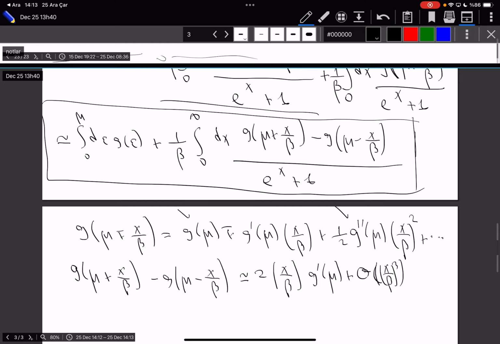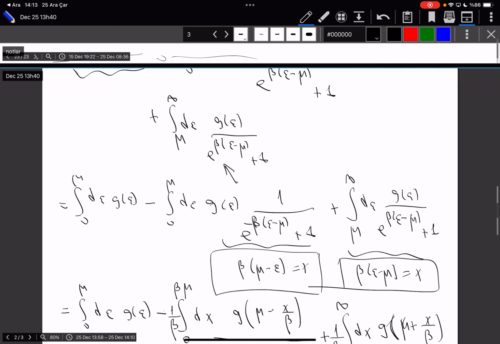You see, we are looking at terms for which the typical value of x over beta will be, let's say, 10 to the power minus 2. Then x over beta cubed will be 10 to the power minus 6. So they will be really small, for example for the electrons in metals at room temperature.